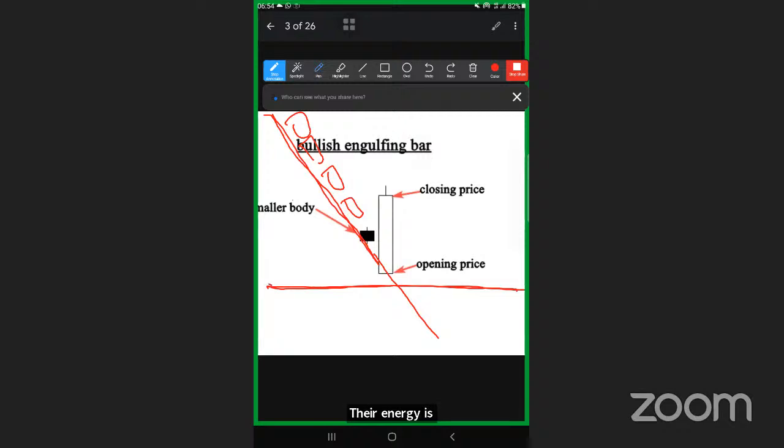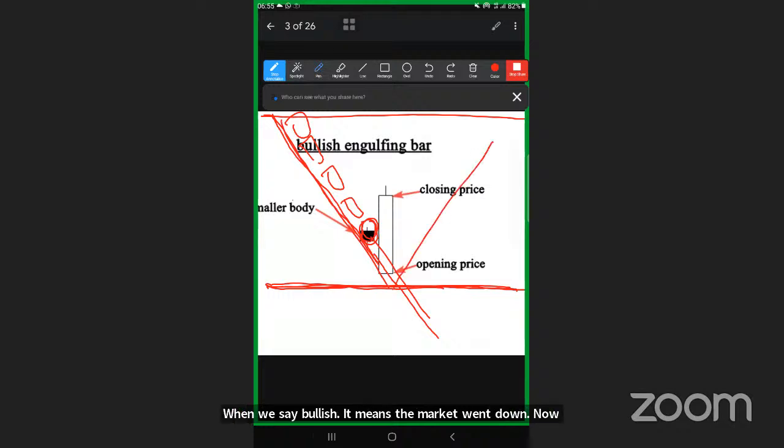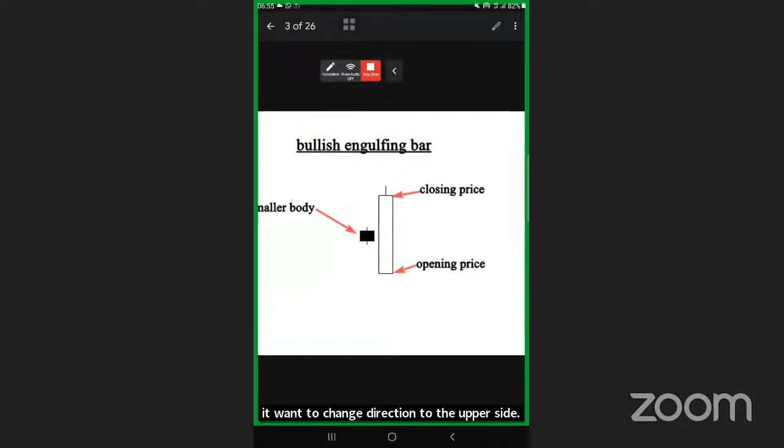When they are approaching this support line, their energy is exhausting, but they are still in the market. They are in the market, but they cannot push the price further downwards. So we are seeing buyers coming in and taking over. This is what you need to have at the back of your mind. When we say bullish, it means the market went down and now it wants to change direction to the upper side.